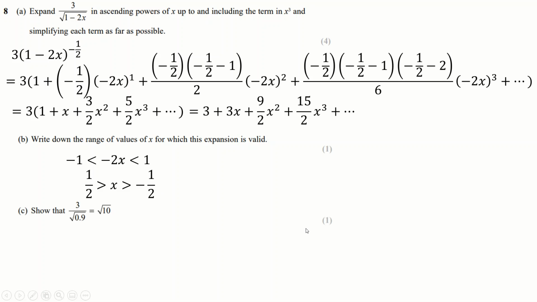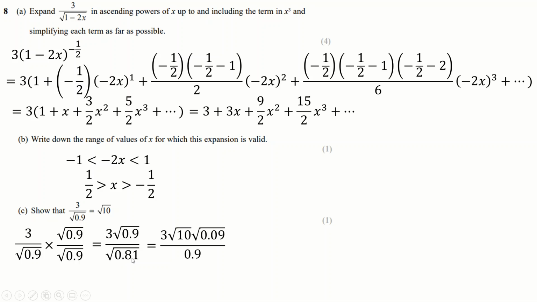Show this thing. This is only worth 1 mark. I think I made a bit of a hash of it, but I tried to rationalize it, right? So I times by this. Of course, 0.9 times 0.9 is 0.81, which I'm allowed to put underneath the root. And now I recognize that because root 81 is 9, root of 0.81 is 0.9. So that's cool. And now I'm trying to get a root 10 out of this, I can see. So this here is equal to root 10 times root 0.09, because 10 times this is just move the decimal point along. Now this here is, well, root 9 is 3, so root of this is 0.3. 3 times 0.3 is 0.9, which cancels with the other 0.9 to get root 10.